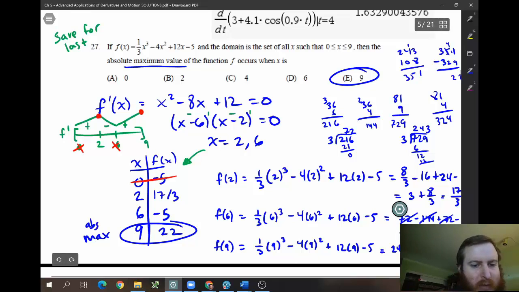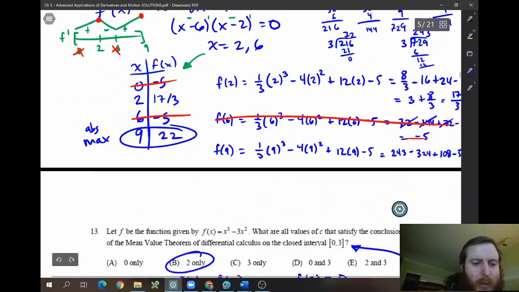So we could save ourselves a little bit of work by not having to plug in 0 or 6. So that's something that you can do to basically speed up the process a little bit. Don't do that on the free response, though. Just plug them all in on the free response.